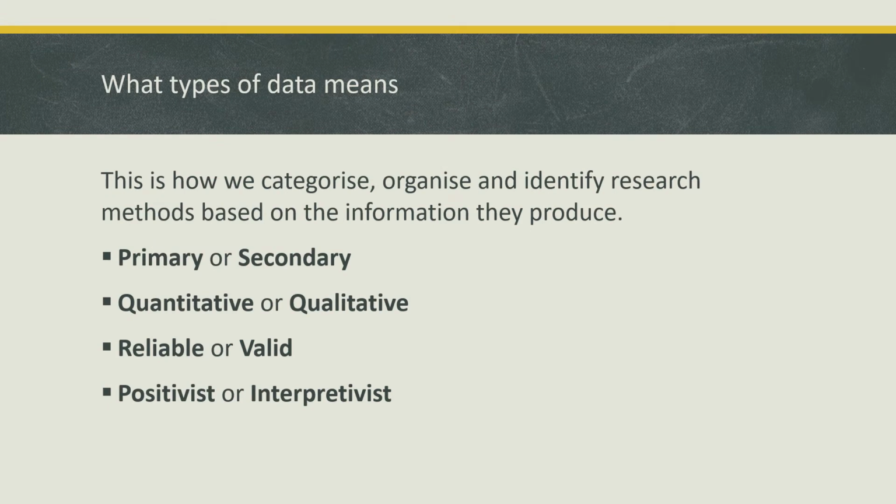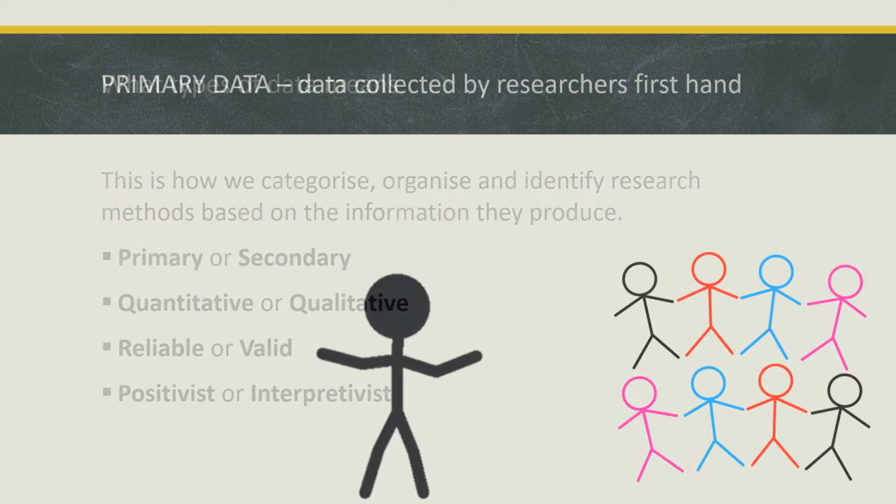Now, when we look at types of data, this is how we categorize, organize and identify research methods based on the information they produce. And when we look at each research method, we may break it down in terms of whether they're a primary or a secondary method, a quantitative or a qualitative method, reliable or valid, and are they preferred by positivists or interpretivists. So this is how we organize our data. So let's start looking at what these categories mean.